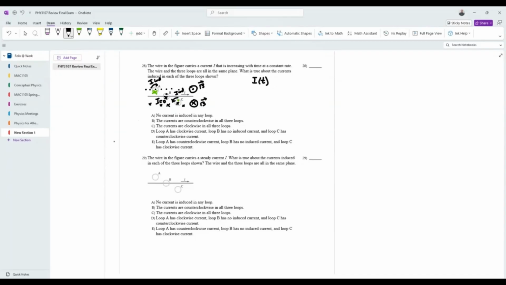So what happens? Loop A has a clockwise current. Loop B has no induced current. And loop C, which is this one, has a counterclockwise current. So the right answer here is answer D.